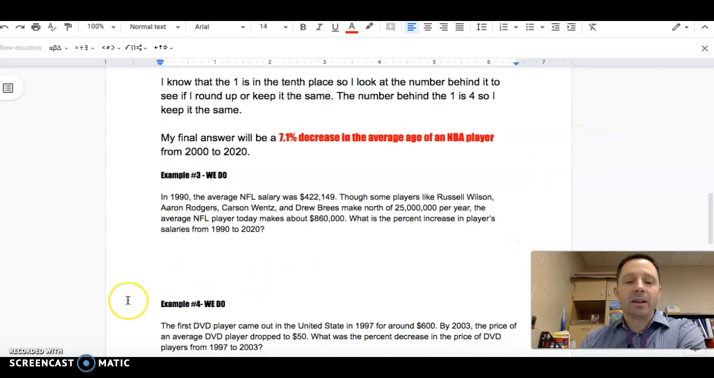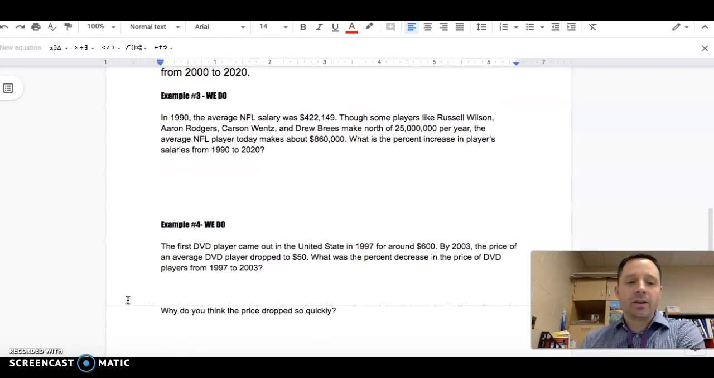All right, now we're going to get some good stuff here where we actually are going to do this problem. In 1990, an average NFL salary was $422,149. Though some players like Russell Wilson, Aaron Rodgers, Carson Wentz, and Drew Brees make north of $25 million per year, the average NFL player today makes about $860,000 a year. What is the percent increase in players' salary from 1990 to 2020?